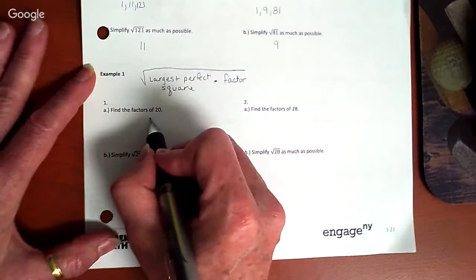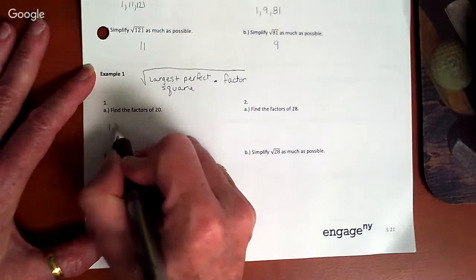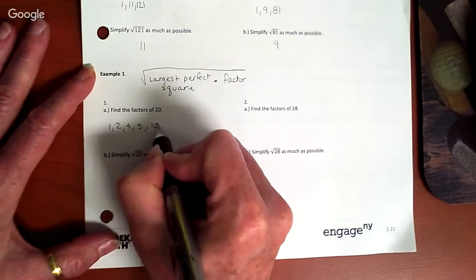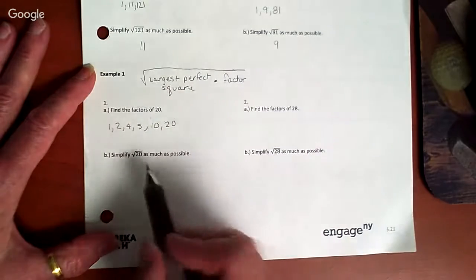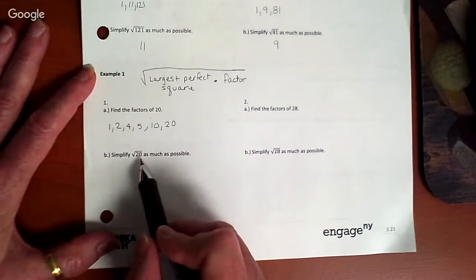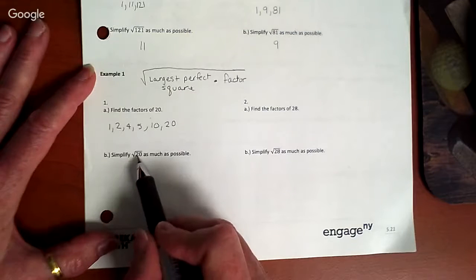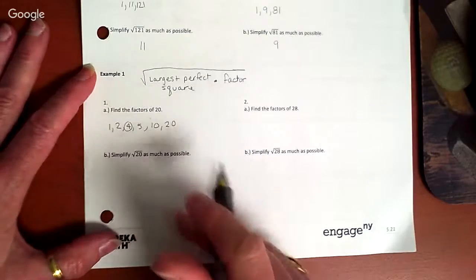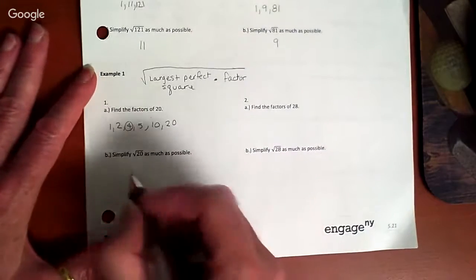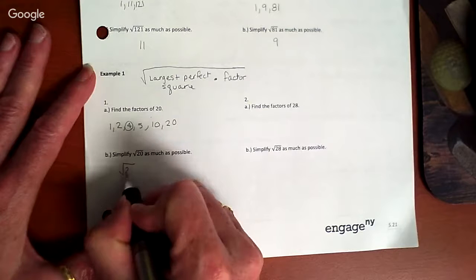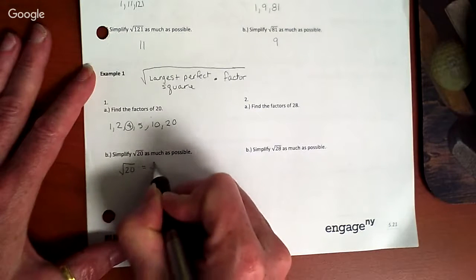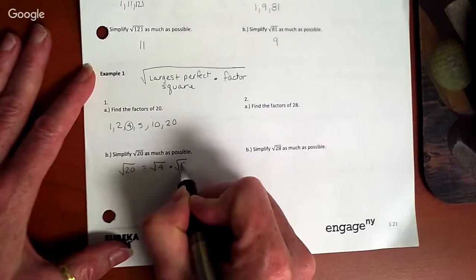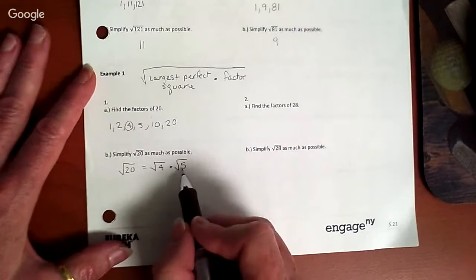So here, find the factors of 20. We've got 1, 2, 4, 5, 10, and 20. So to simplify the square root of 20, the highest perfect square here is 4. So the square root of 20 would equal the square root of 4 times the square root of 5, because the factors of 20 are 4 times 5.